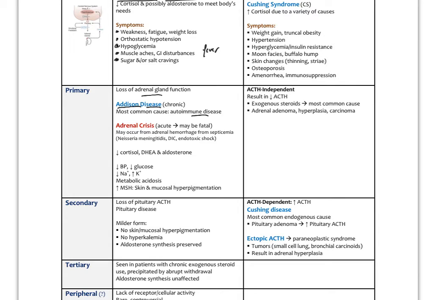this can be from several different things, most commonly from infection of Neisseria meningitidis, the bacteria that causes bacterial meningitis, disseminated intravascular coagulation or endotoxic shock. So basically from septicemia, we can have an adrenal collapse. And this causes rapid collapse of cortisol and aldosterone, causing severely low blood pressure, low glucose, low sodium, so severe hyponatremia, and then increased potassium, metabolic acidosis, and then that could actually be fatal. So that's why an adrenal crisis is something we have to take very seriously.